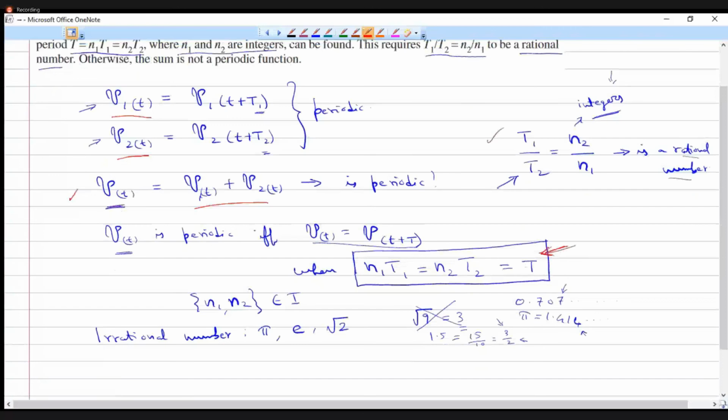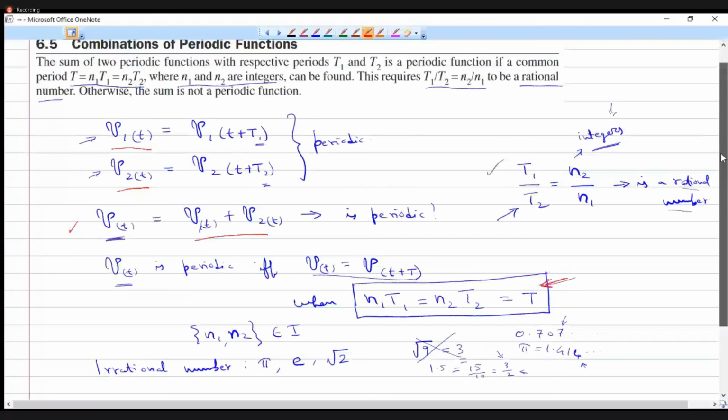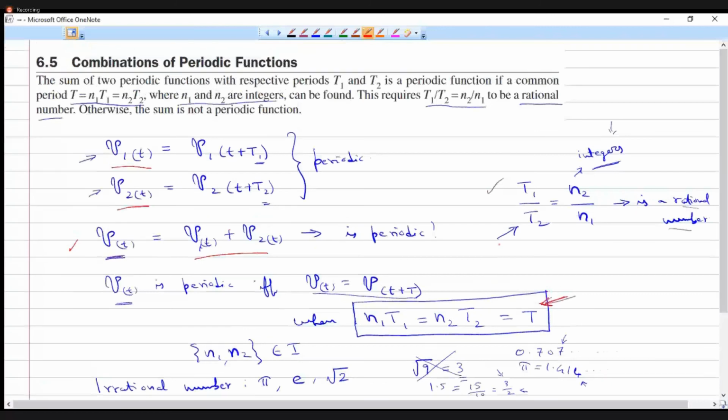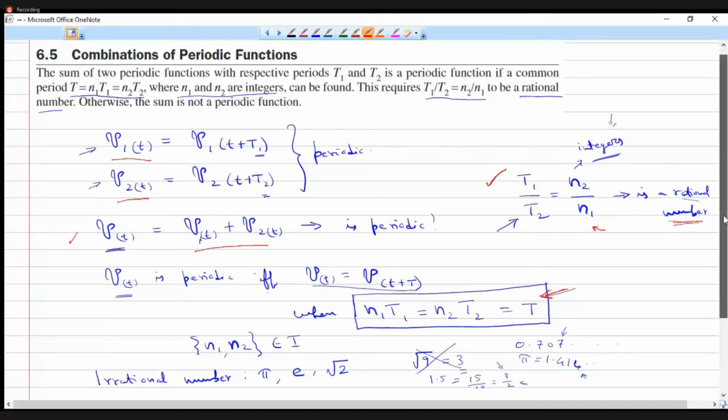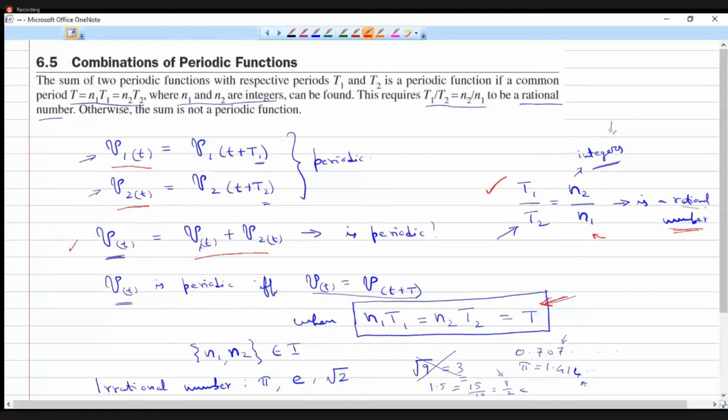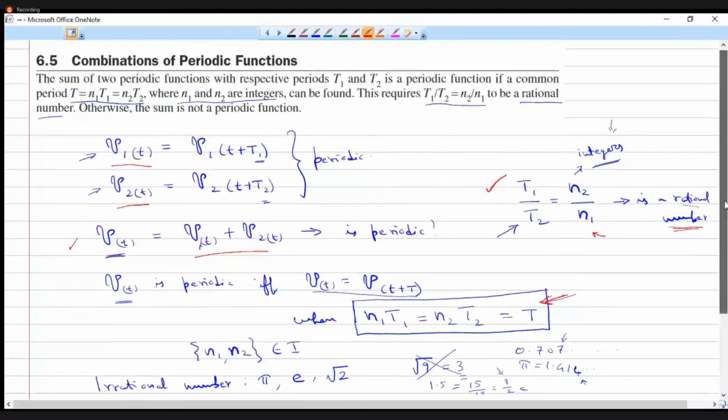So the sum of all periodic functions need not be a periodic function. There is a mechanism with which we can check whether the sum of two or more periodic functions is going to be periodic or not. The check is that you take the ratio of the periods of the individual functions and see whether it could be expressed as a ratio of integers. In other words, any one ratio should be a rational number. If any of the ratios is not a rational number, then we cannot express the sum of such periodic functions as another new periodic function. So it is not possible.